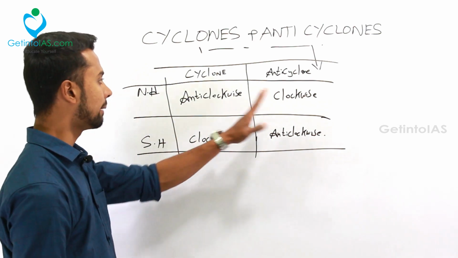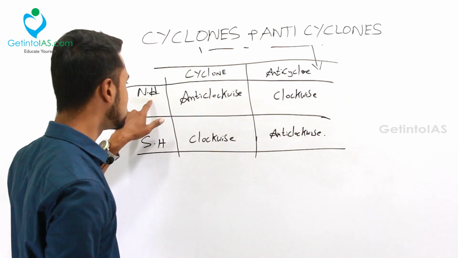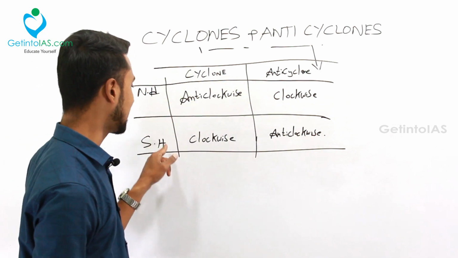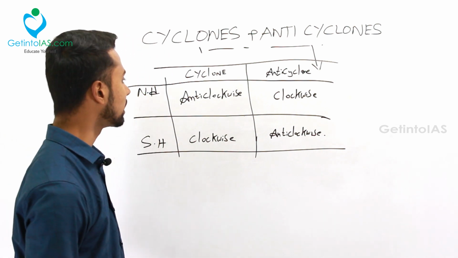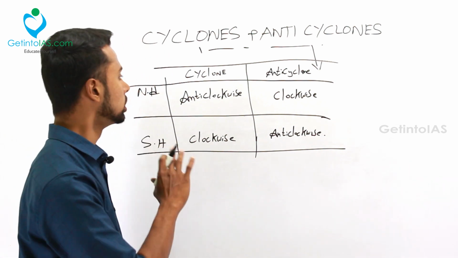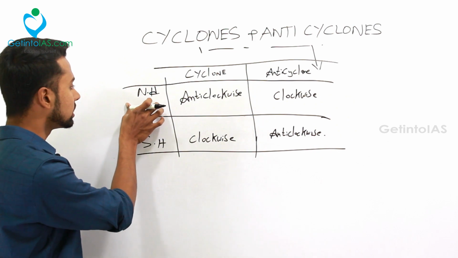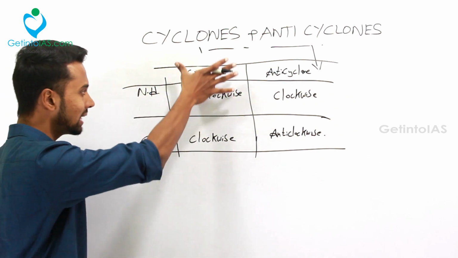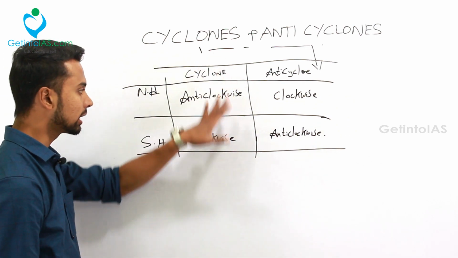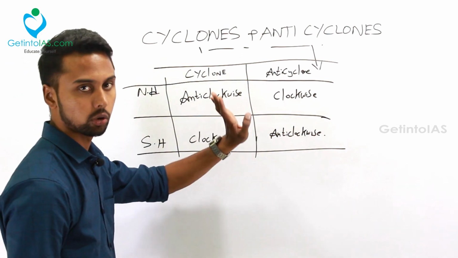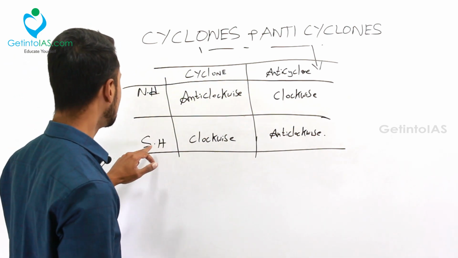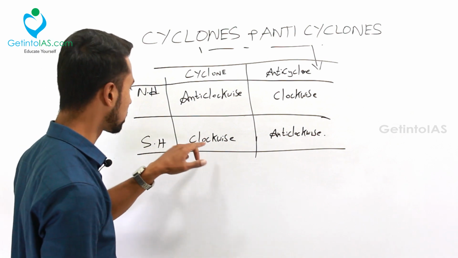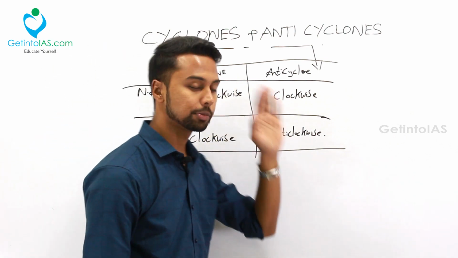The exact opposite happens with the anticyclone. In the northern hemisphere it is clockwise, and in the southern hemisphere it is always anti-clockwise. Always remember this, as it will be so confusing for aspirants. To remember it, you can have a shortcut: study the cyclone only, and just the opposite is the anticyclone. Cyclone in the northern hemisphere is anti-clockwise, and in the southern hemisphere it is clockwise. So that is with respect to the directions.